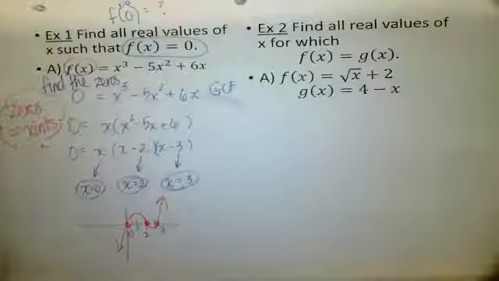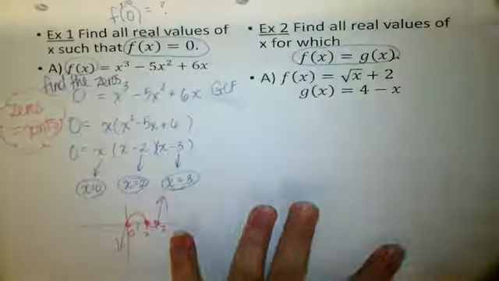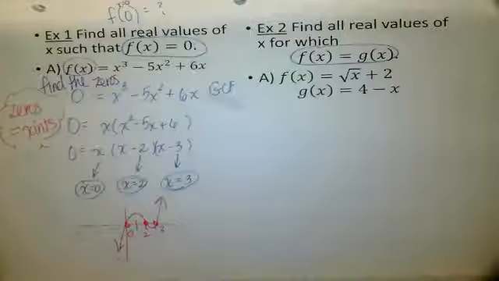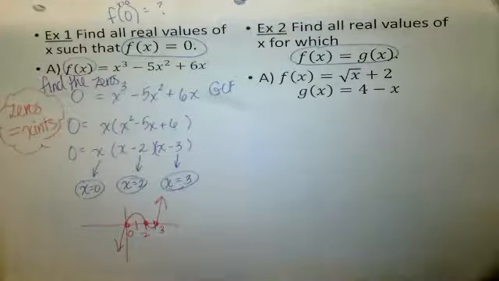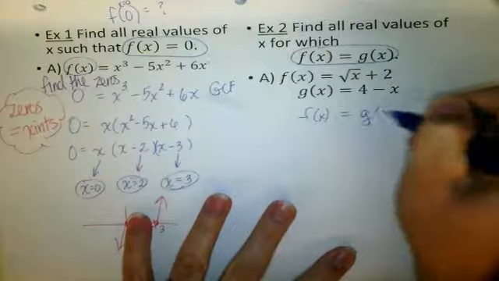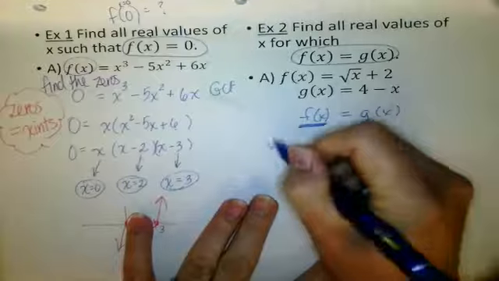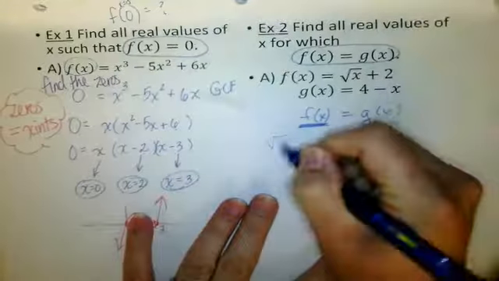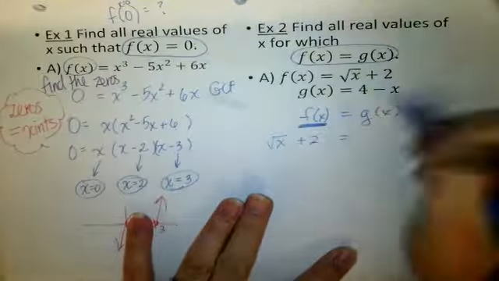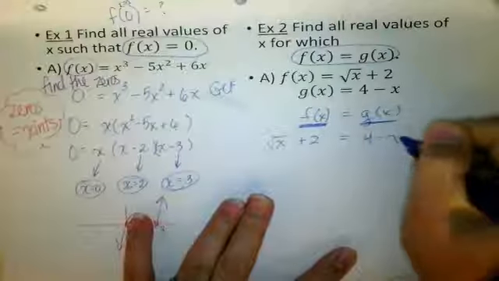Find all real values of x for which f of x is equal to g of x. That is the instruction. That is what they want us to do. What does that mean? Set them equal to each other. f of x needs to equal g of x. Well, I can replace f of x with the formula they gave us, the square root of x plus 2. And I can replace g of x with the formula they gave us, 4 minus x.